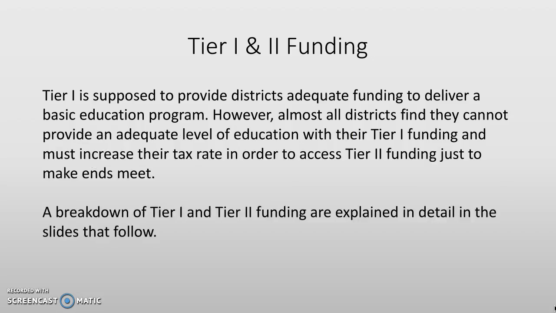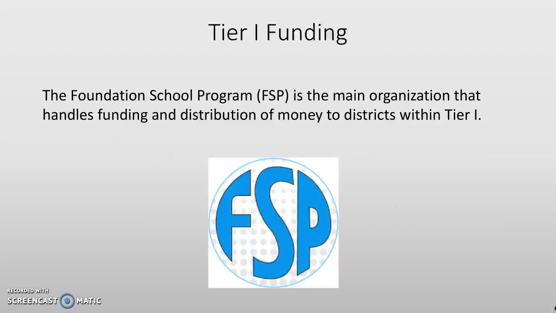Once taxes are paid, there's a very calculated, multi-tiered process to determine how that money is allocated to the various districts and schools throughout the state. There are two tiers in this system. Tier 1 is supposed to provide districts adequate funding to deliver a basic education program. However, almost all districts find they cannot provide an adequate level of education within their Tier 1 funding and must increase their tax rate in order to access Tier 2 funding just to make ends meet. The following slides, I'll give you a breakdown of Tier 1 and Tier 2 funding.